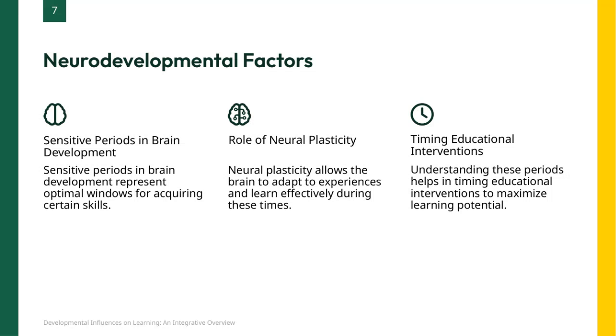When we talk about neurodevelopmental factors, a key concept is sensitive periods in brain development. These are specific windows of time when the brain is particularly receptive to learning certain skills, making it an optimal phase for acquiring them. Another important idea is neuroplasticity, which is the brain's incredible ability to change and adapt based on experiences. This plasticity is what enables effective learning during those sensitive periods. By understanding when these sensitive periods occur, we can better time educational interventions, ensuring that learning is both efficient and impactful, ultimately maximizing a person's potential.